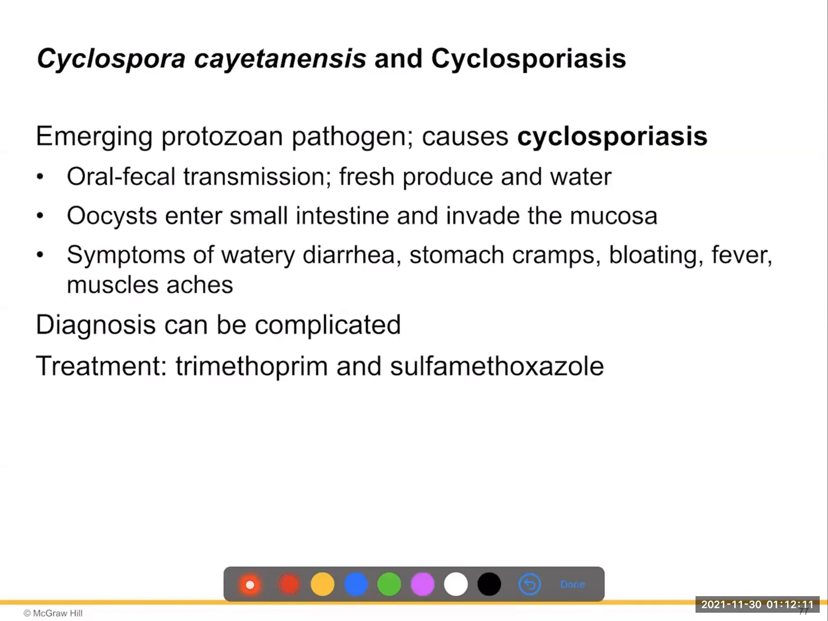Okay. Emerging protozoan pathogen causes cyclosporiasis. Okay, this is Cyclospora cayetanensis. Oral-fecal transmission, fresh produce and water. Oocysts enter the small intestines and invade the mucosa. Symptoms of watery diarrhea, stomach cramps, bloating, fever, and muscle aches. Diagnosis can be complicated. Treatment is trimethoprim and sulfamethoxazole.